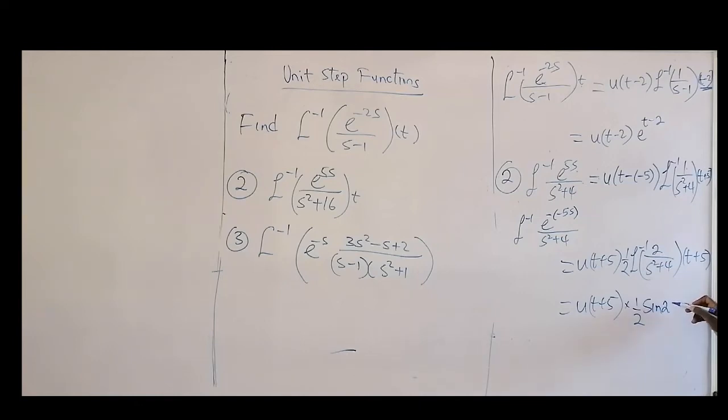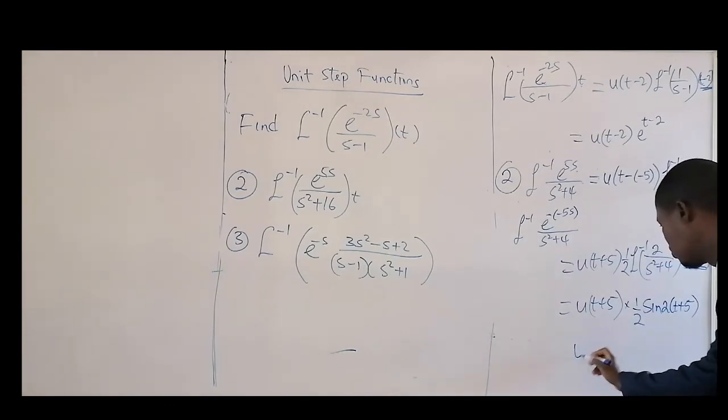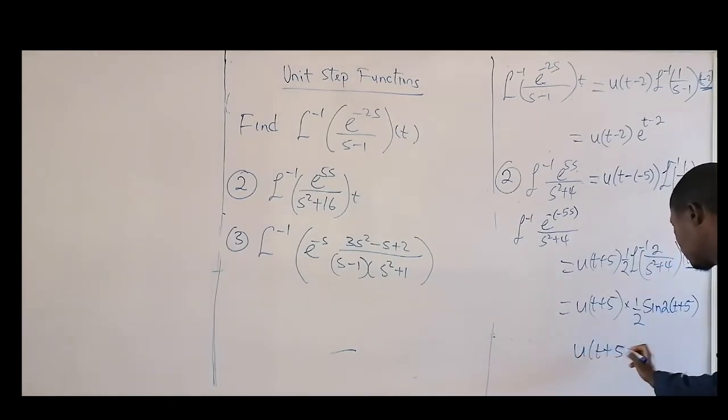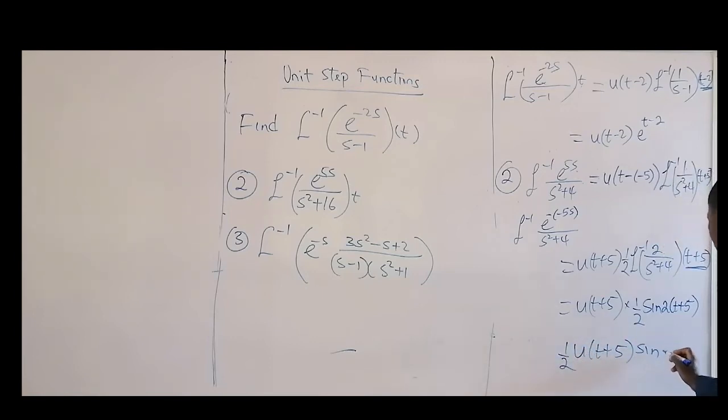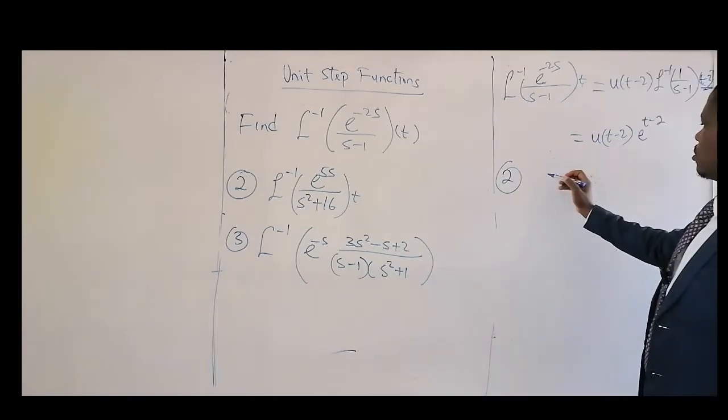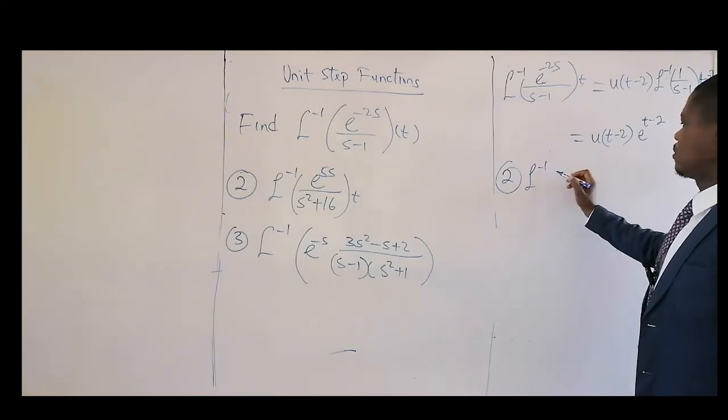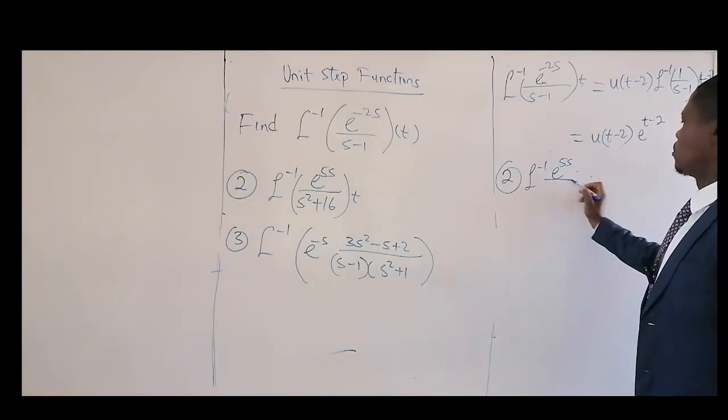So anywhere you see your t now, it's going to be t plus 5. It's sine 2t, but anywhere you see that t, you put t plus 5 there. And that will give us u of t plus 5. We can put this half to the front here, and that will be sine 2t plus 10. And that's the answer for number 2.